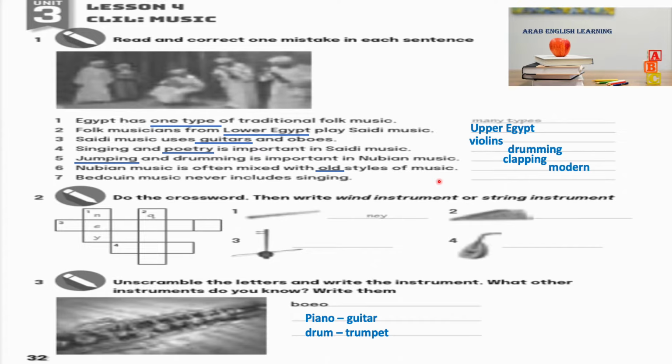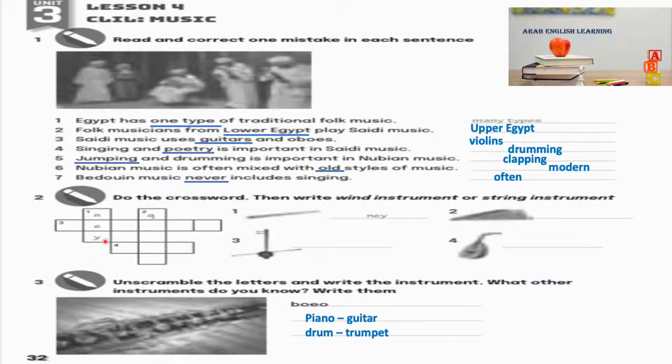And number 6, Nubian music is often mixed with old styles of music. Not old styles, modern styles. 7, Bedouin music never includes singing. Not never, it's often. Exercise 2, do the crossword and write wind instrument or string instrument.